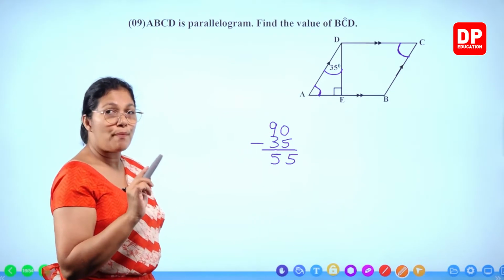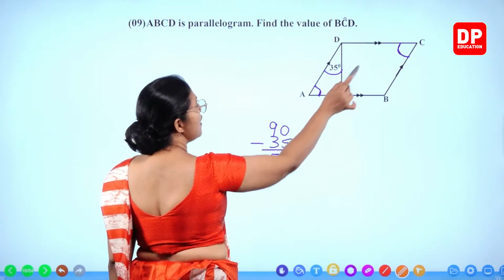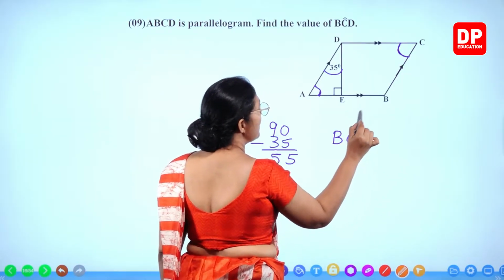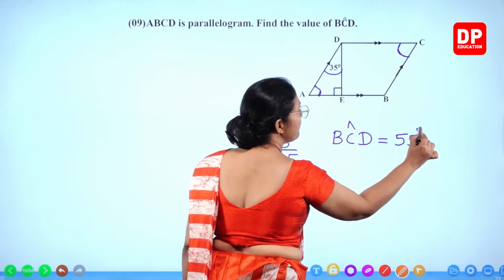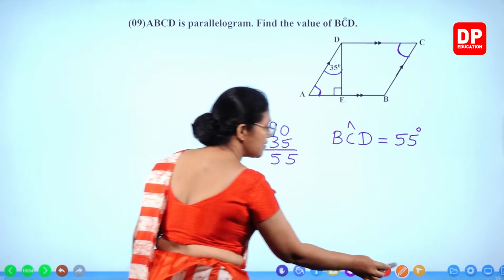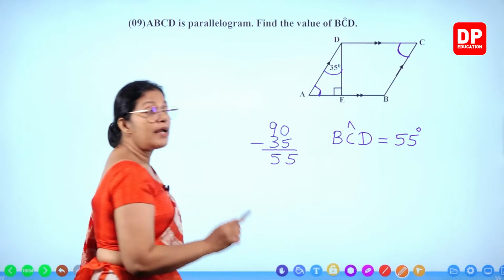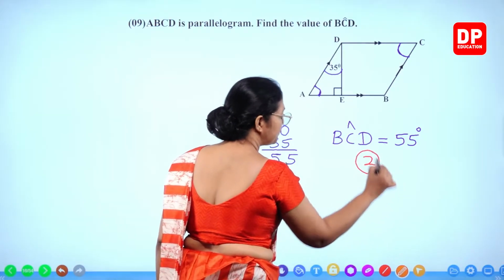If this is 55, what can you say about this angle? Opposite angles of a parallelogram are equal. So if this is 55, you can straight away write down BCD. BCD angle is also 55. So the theory part is opposite angles of a parallelogram are equal. So you get 2 marks.